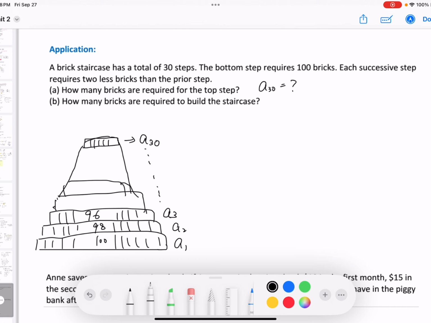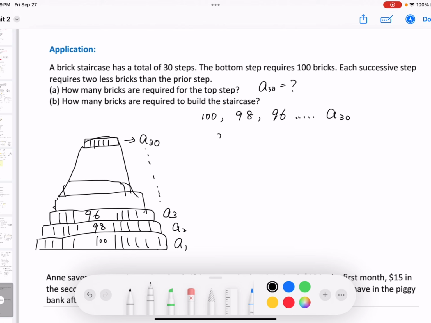Okay, let's see. Is this an arithmetic sequence? Yes, it is, because the first stair is 100. Second one, so we can put it here: 100, 98, 96, and the next one will be 2 less than the previous one. So the last one, we say A30. I don't know what A30 is, but we can draw the conclusion.